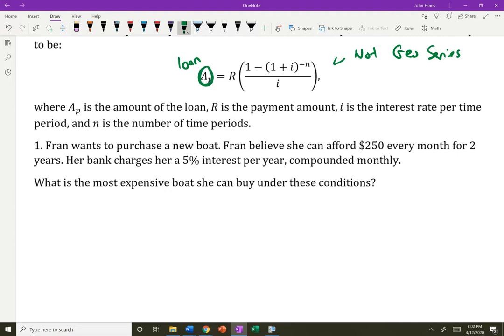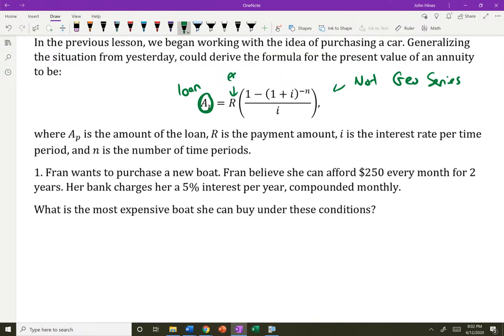R is the payment amount. R is going to be what you pay each month. That's what I'm paying each month. And I is the interest rate. And notice the 1 plus is already there. So this is just the interest rate, the percentage. And N is how many times you're paying it. So let's just jump right in and use this formula.